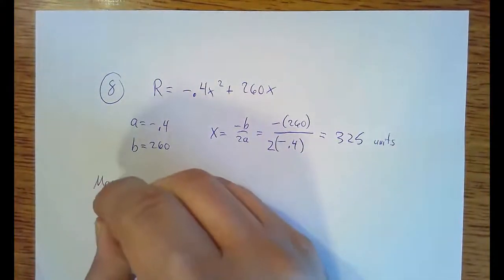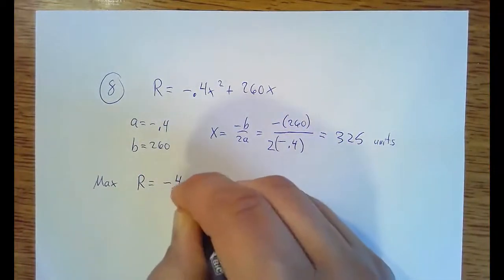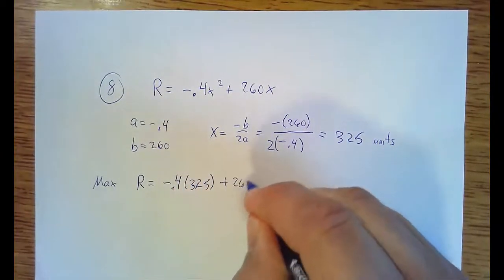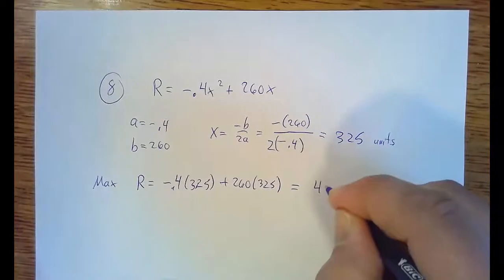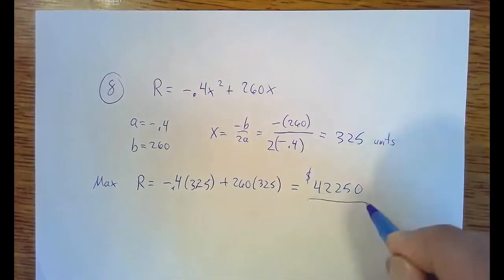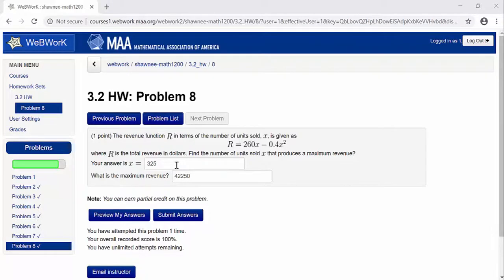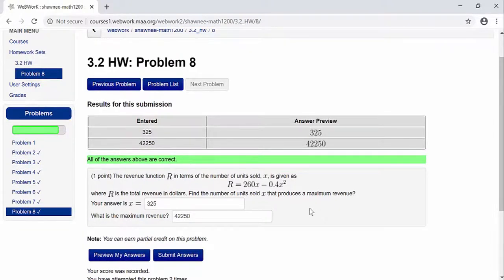The maximum revenue is when I plug in 325 for X, and this expression equals $42,250. So this is your maximum revenue for selling 325 units. So in web work, I enter 325 for X, 42,250 for the maximum revenue, submit, and we get the correct answer. So this finishes up section 3.2 homework.